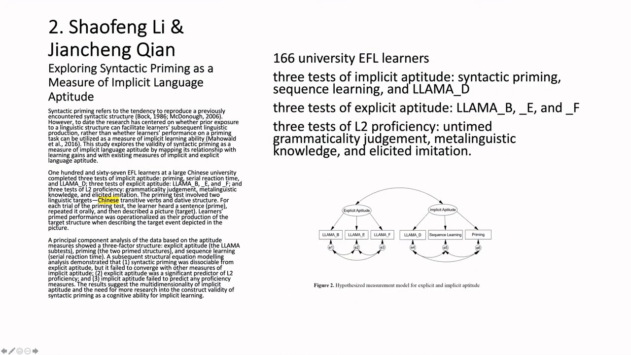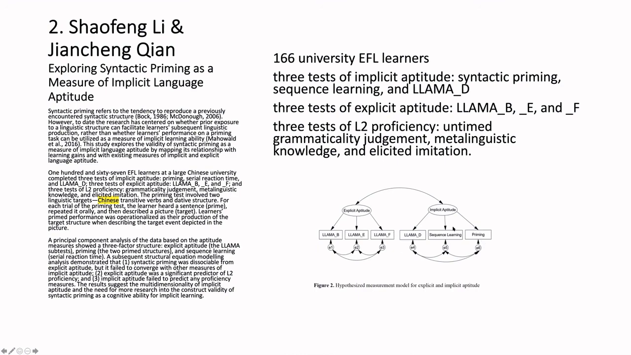So, paper 2, looking at syntactic priming as a measure of implicit learning, and that's really clever. And they're looking at syntactic priming effects in the native language, so highly skilled language processing in these Chinese participants. Does syntactic priming predict any aspect of their English language learning? They had a variety of explicit aptitude tests. They had a variety of implicit aptitude tests, priming, sequence learning again, and Llama-D.